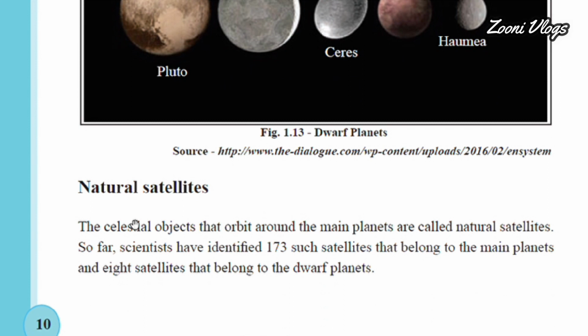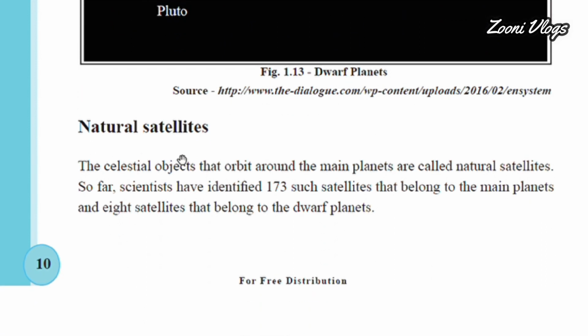Natural satellites. The celestial objects that orbit around the main planets are called natural satellites. We discussed that. So far, scientists have identified how many satellites? 173 such satellites that belong to the main planets, and 8 satellites that belong to the dwarf planets.